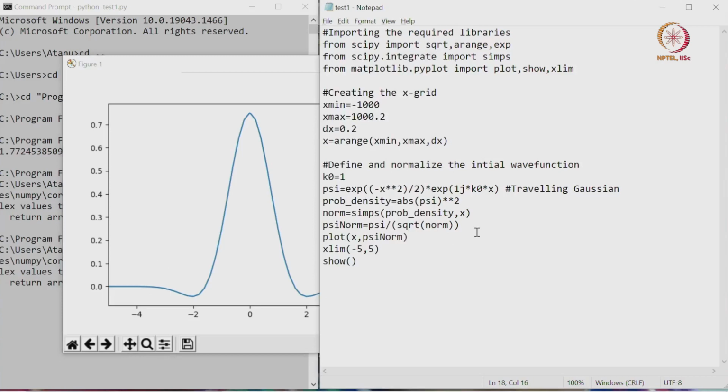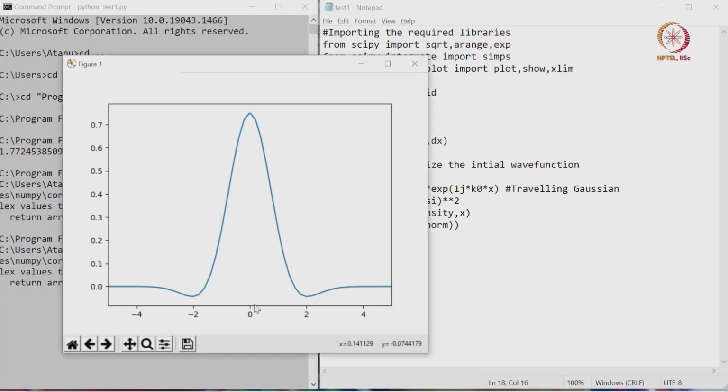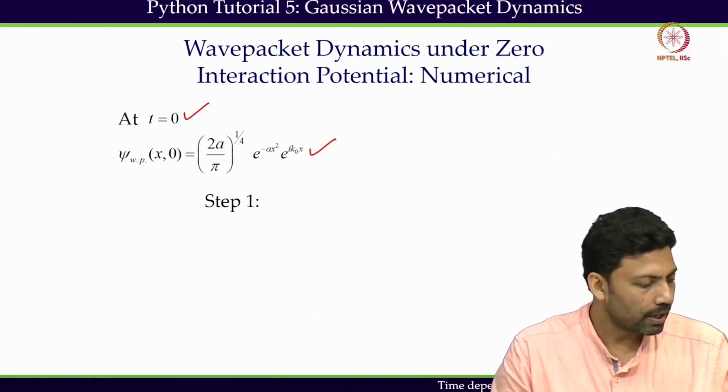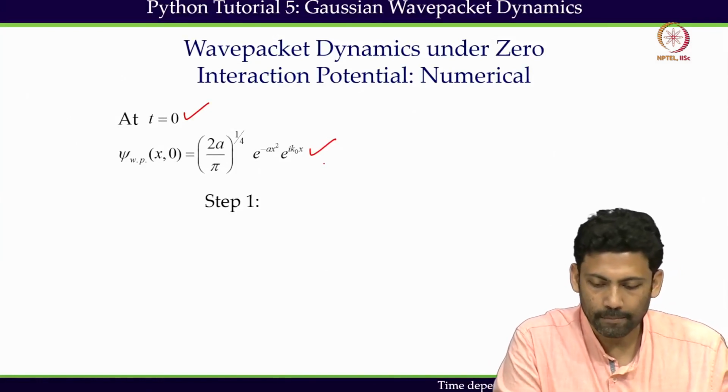The initial wave function we have defined already, and we can see that it is centered at x equals 0 position. These are the points we have found from this. So now we will go back to the discussion here.